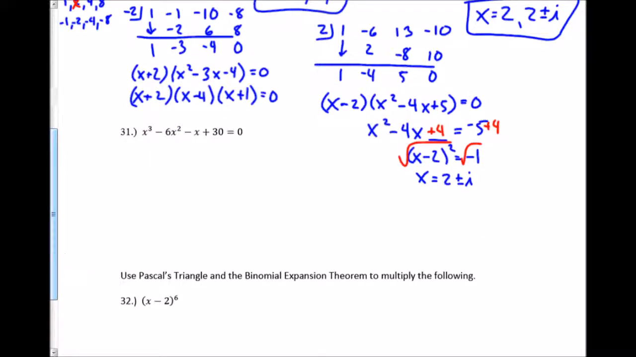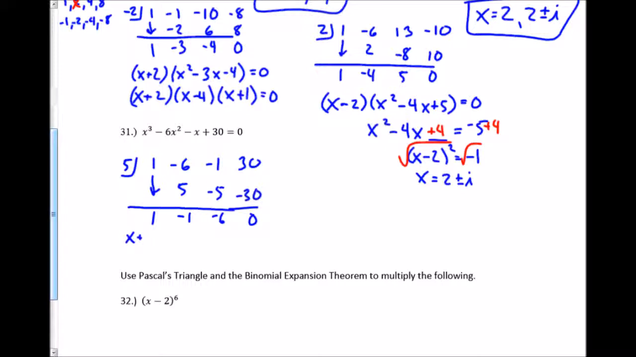Number 31, I do the same thing. I start off with some of the factors of this thing. So I might try something like a -2. 2 didn't work, so then I try something else. So it looks like a 5 seems to work, which means this factors into an x minus 5.